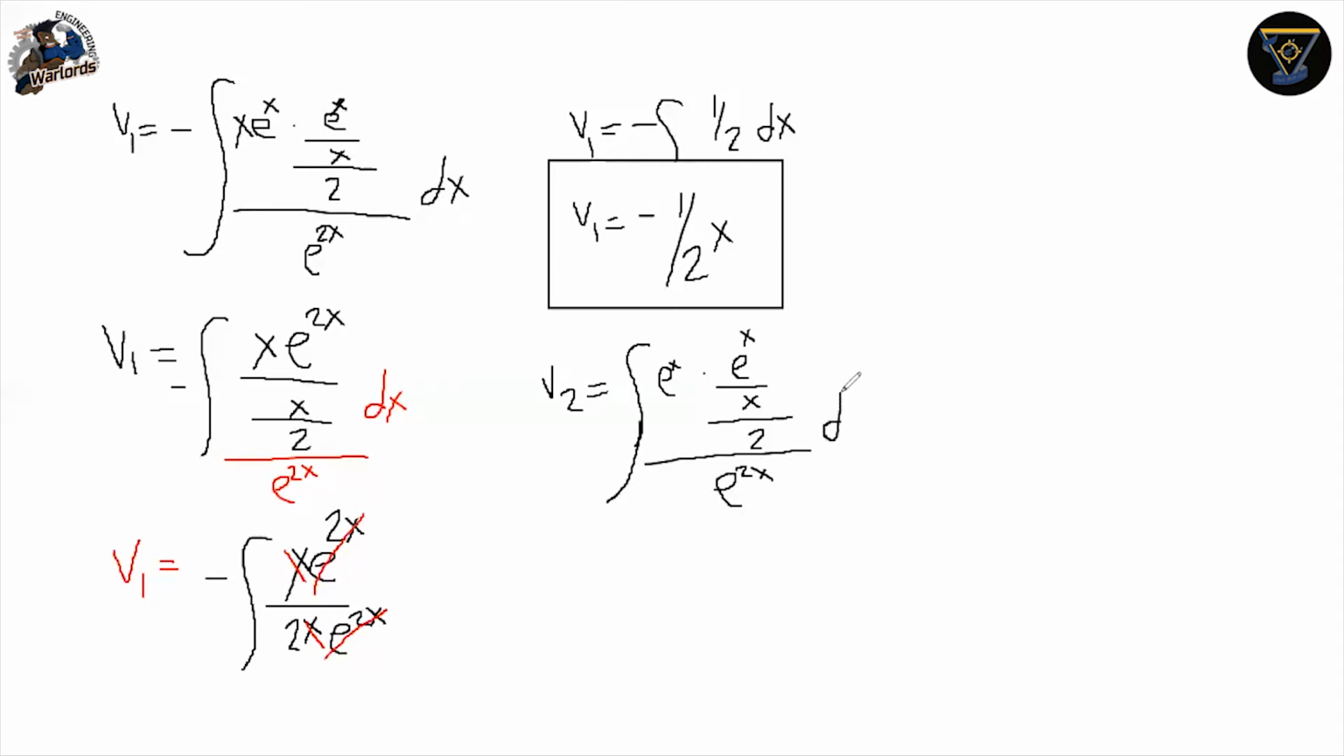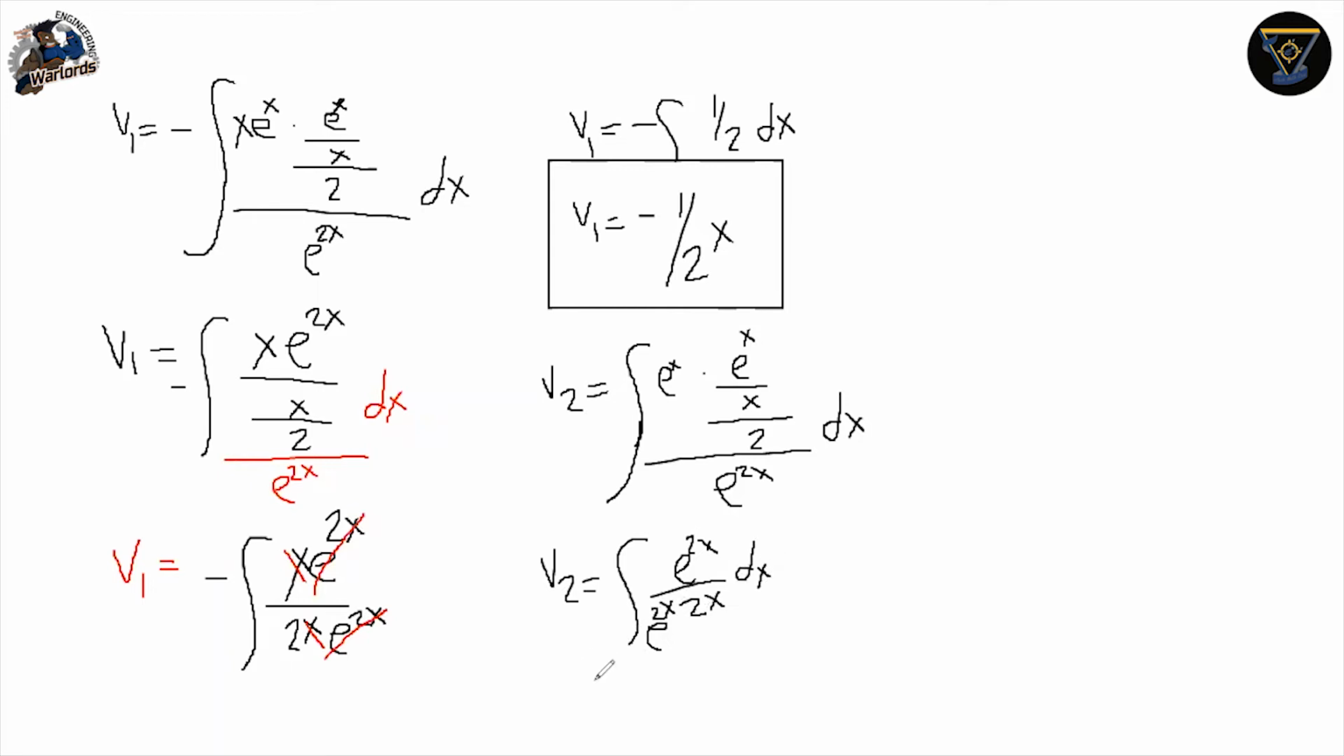And then we're just going to differentiate this. So we have V2 is equals to the integral. We're going to multiply this out. So it's e to the x times e to the x, which is e to the 2x. And seeing that it's divided by x and then divided by 2, it is going to be over 2x. And then this now is divided by everything. So you're just going to have e to the 2x still in the denominator. And then we're just going to integrate this.